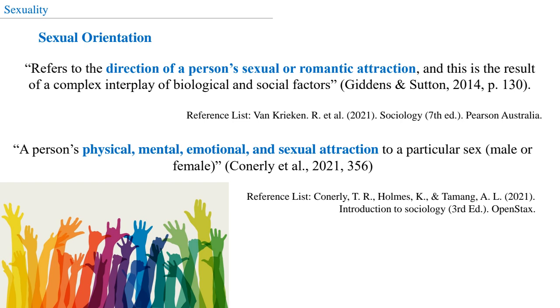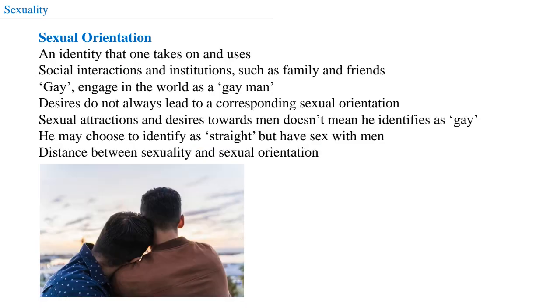So what these definitions help us understand is that one's sexual orientation can be seen as an identity that one takes on and uses to engage in social interactions and institutions such as family and friendships. For example, if someone's sexual orientation is gay, then he may engage in the world as a gay man.